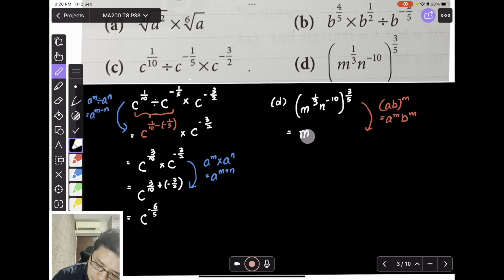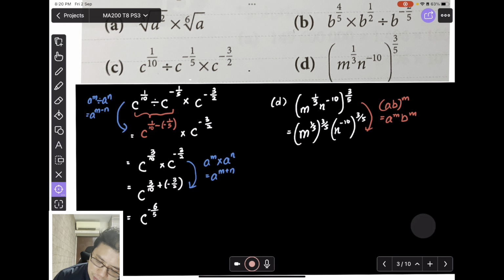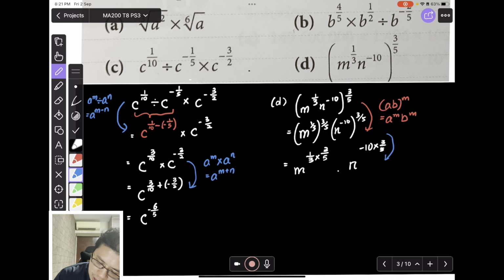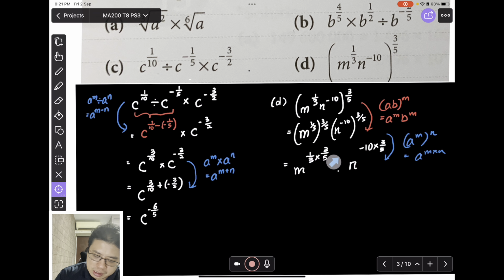So this will be the same as m to the power 1/3 to the power 3 over 5, n to the power negative 10 to the power 3 over 5. Okay? Because I'm just throwing the 3 over 5 into each of the individual terms. Then from there, this will be m to the power of 1/3 times 3 over 5, multiplied by n to the power negative 10 times 3 over 5. Okay, because (a to the power m) to the power n is the same as a to the power m times n.